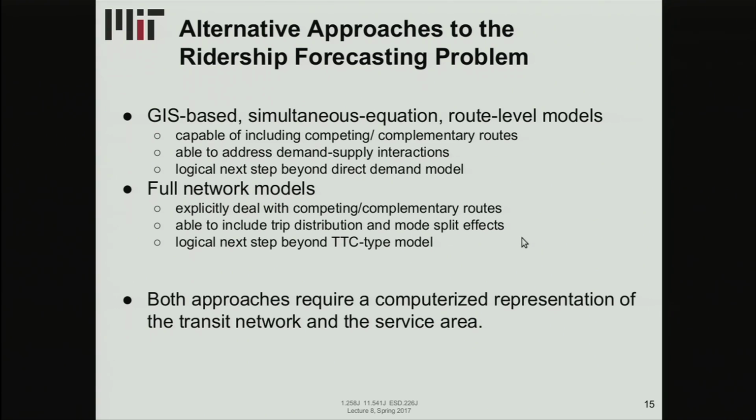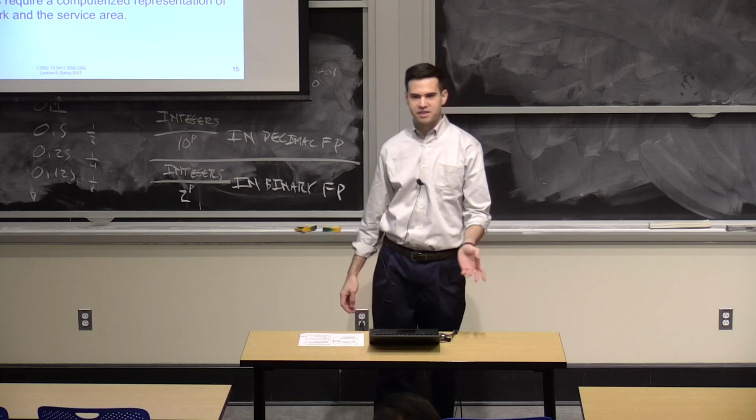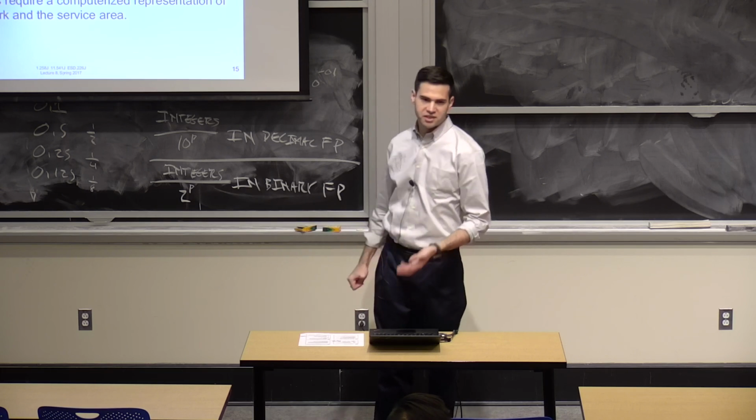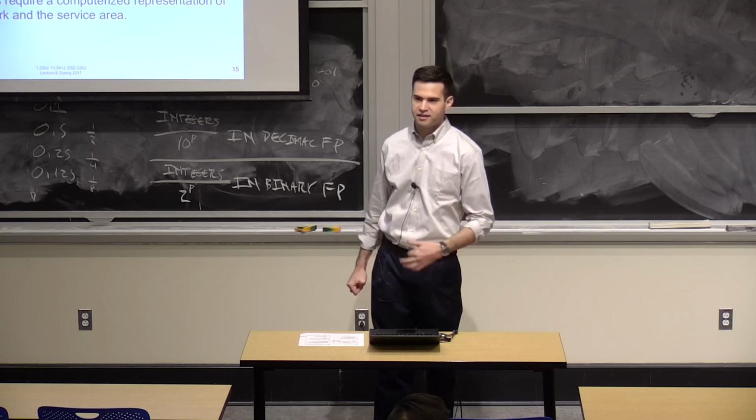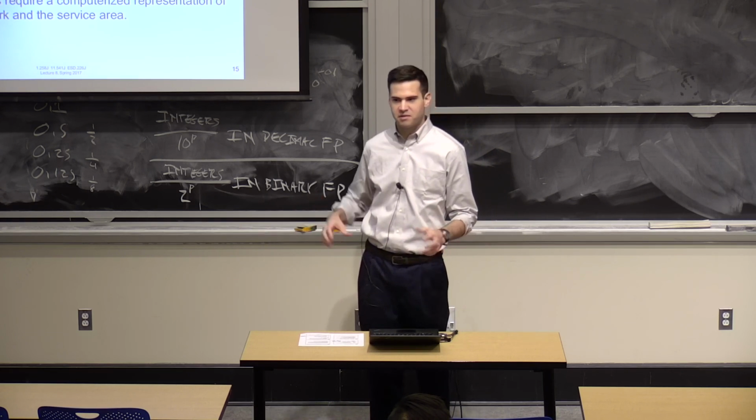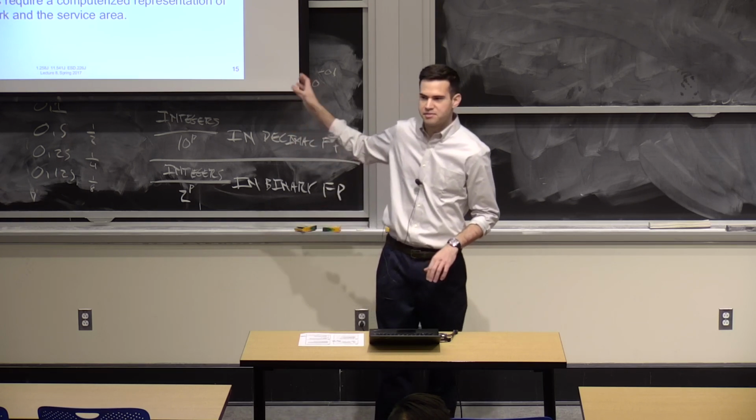And in these models, you can include trip distribution and mode split effects. So that's the logical next step beyond the TTC type model and the elasticity model that we just discussed. Both of these require GIS, some computer representation of the transit network and the service area. This used to be a challenge, not so much anymore. Most agencies put out GTFS data and layers showing where their bus stops are, so this is now commonplace. This is not an obstacle anymore.